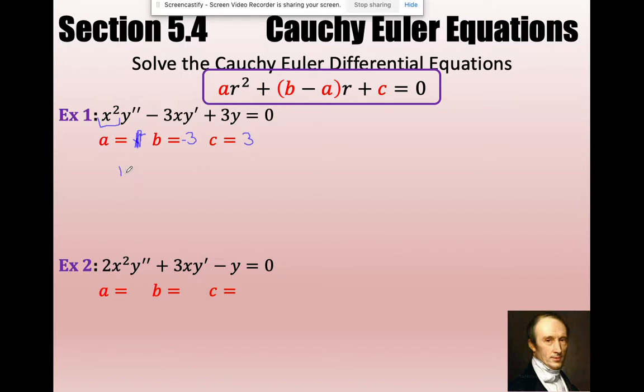So I have 1r squared plus b minus a. What is b minus a? -3 minus 1 plus 3 is equal to 0, aka r squared minus 4r plus 3 is equal to 0. Factor.